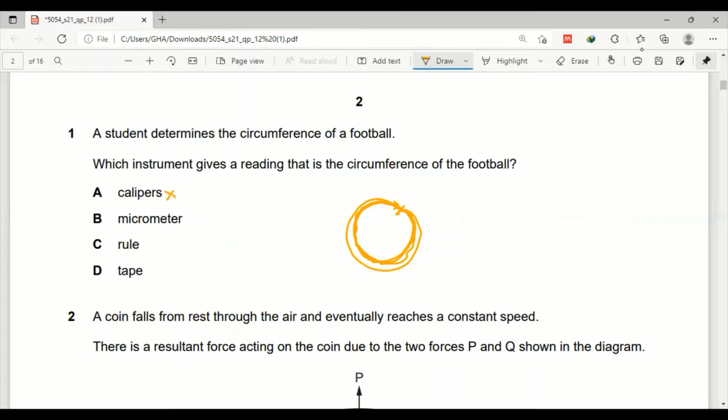So caliper, no. It cannot measure the circumference. It measures the diameter, external, internal, and the depth. Micrometer, no. Ruler, so the ruler cannot be fit around the football. So the answer is the tape measure or the measuring tape, because it is flexible and we can place it at the surface of the ball to measure it. So tape measure, the tape is the best option. So D is the answer.